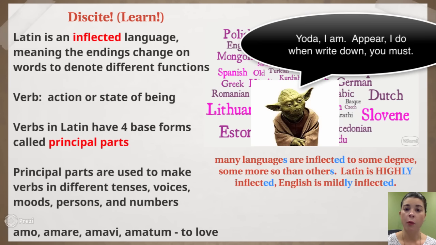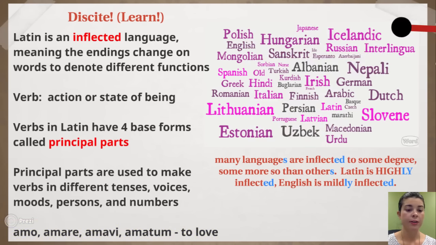Verbs in Latin have 4 base forms. These are called principal parts. And principal parts are used to make the verbs in different tenses, voices, moods, persons, and numbers. And we'll go into what those terms actually mean in a little bit. So let's take a look at an example at the bottom here at the screen. You see amo, amare, amavi, amatum, to love. So here you can see the 4 different principal parts, and they're very creatively named. First principal part, second principal part, third principal part, and fourth principal part.